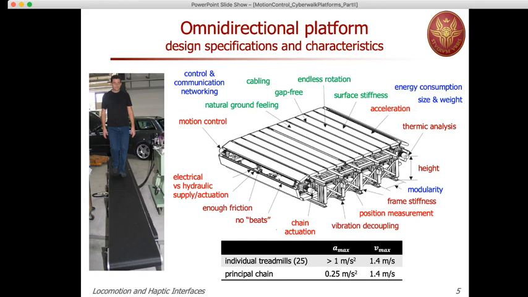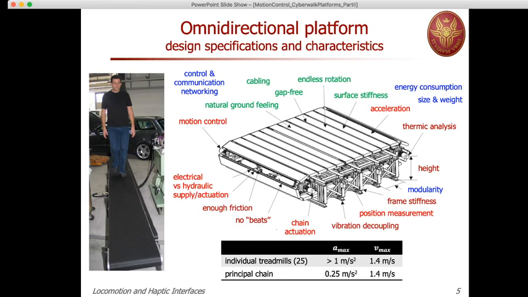In fact, in the final location at the Cyberneum in the Max Planck Institute in Tübingen, this platform was mounted below a wooden floor so that it would disappear. So its total height is also relevant: how much you can place below. We wanted enough friction at the contact between the belts of the treadmill and the actuator which is below, and also on top, so that you cannot slip on this treadmill.